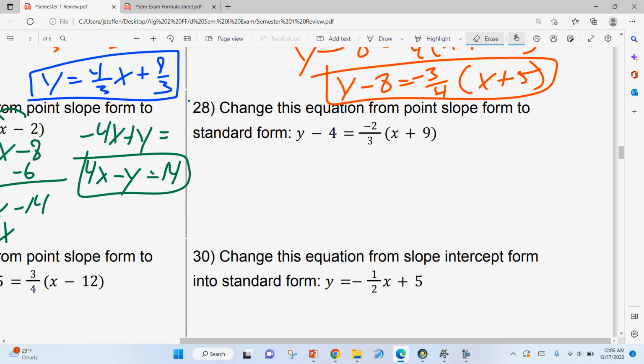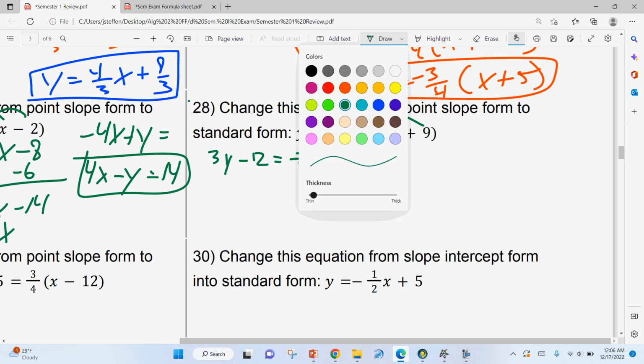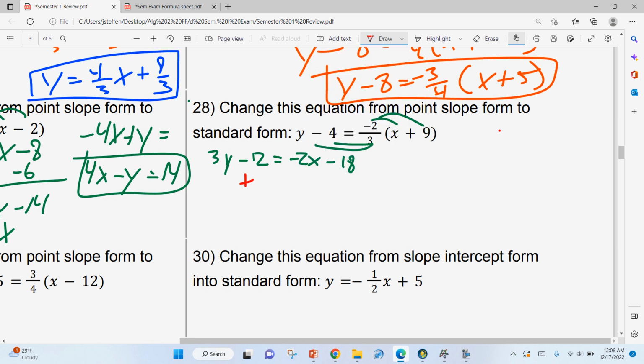So distribute to the left and to the right, just like we did before. So that's 3y minus 12 is equal to negative 2x minus 18. Then solve for y. Get the y by itself, so we add 12. 3y is equal to negative 2x minus 6.